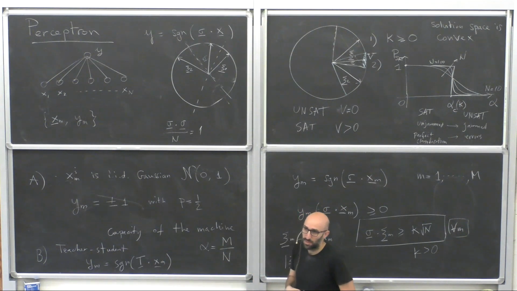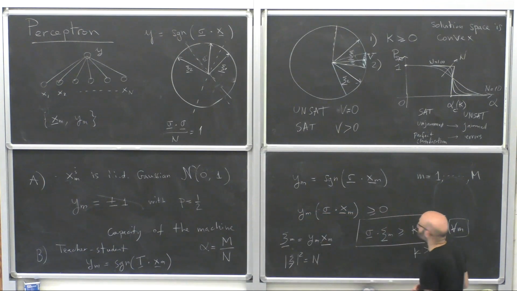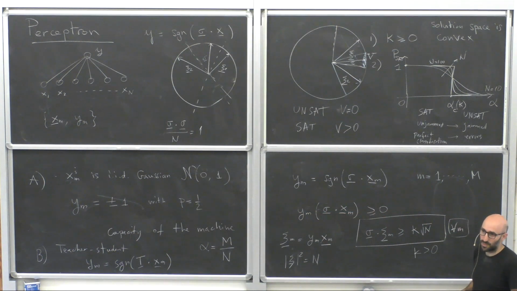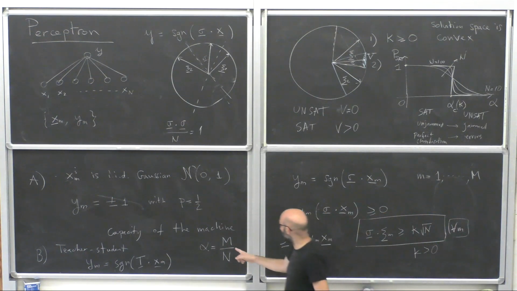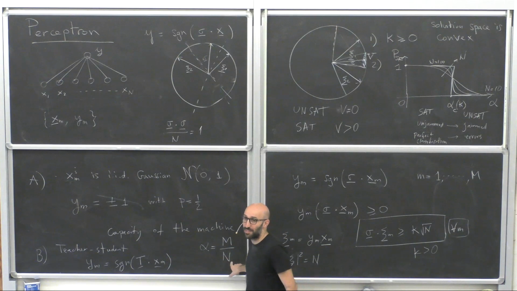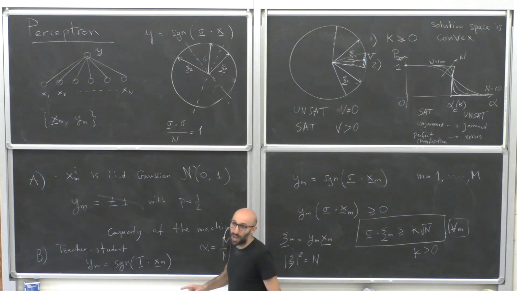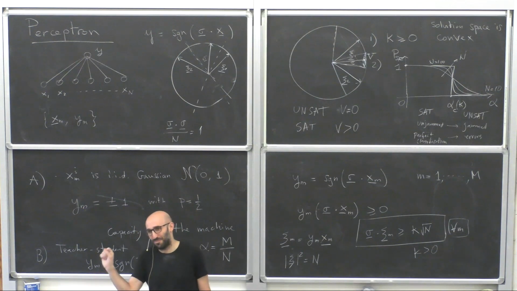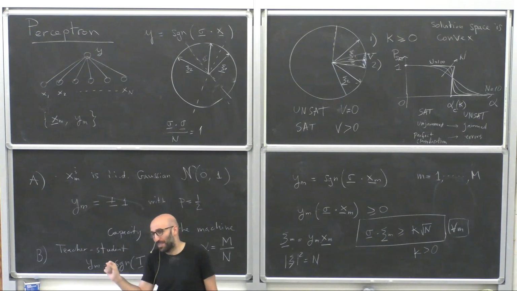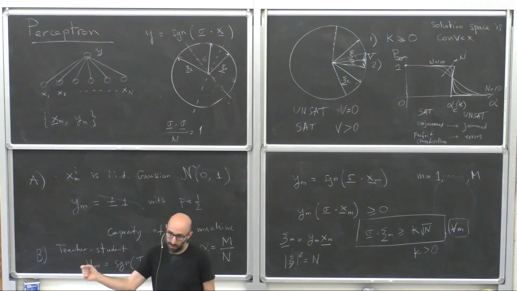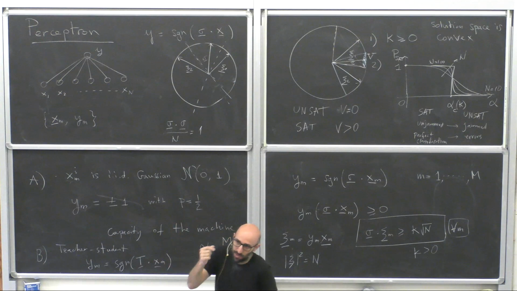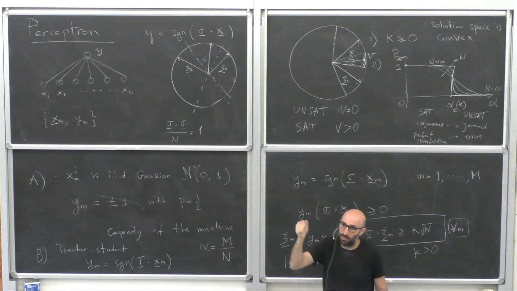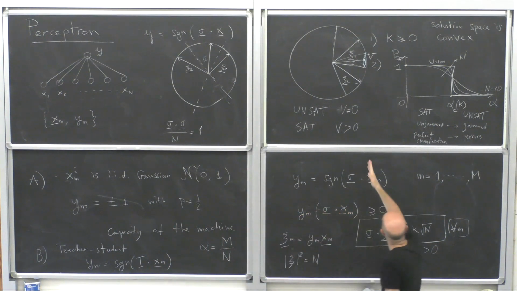If alpha is very small, you have very few training examples and very many parameters. So you are able to classify the training set. Now, if I show you a new point, probably you have poor performance on the new point. So the generalization error is going to be large at small alpha.